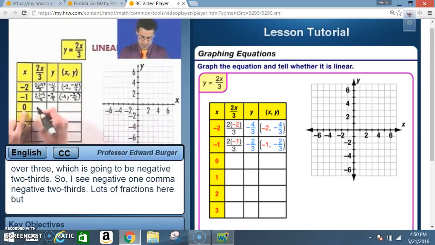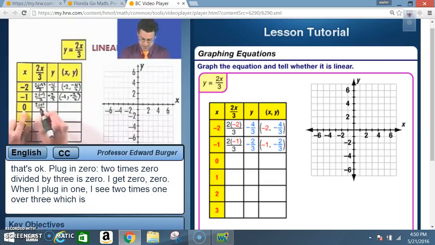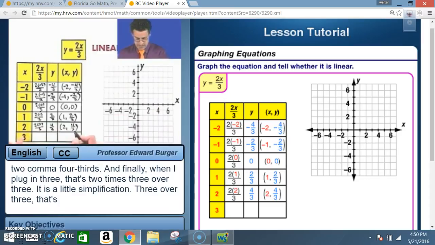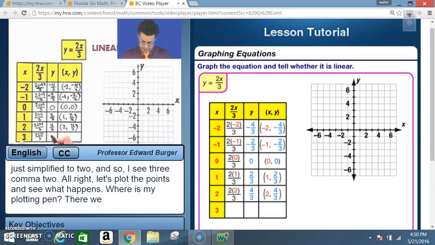Lots of fractions here, but that's okay. Plug in 0. 2 times 0 divided by 3 is 0, so I see 0, 0. When I plug in 1, I see 2 times 1 over 3, which is just 2/3. So I see 1 comma 2/3. When I plug in 2, I see 2 times 2, that's 4 over 3, so that's 4/3. So I see 2 comma 4/3. And finally, when I plug in 3, that's 2 times 3 over 3. There's a little simplification, 3 over 3 simplifies to 1, so that's just 2. And so I see 3 comma 2.